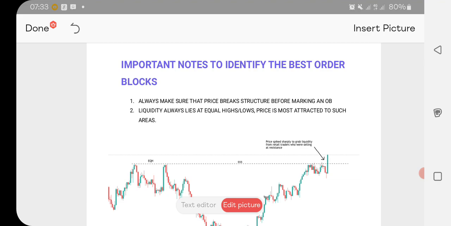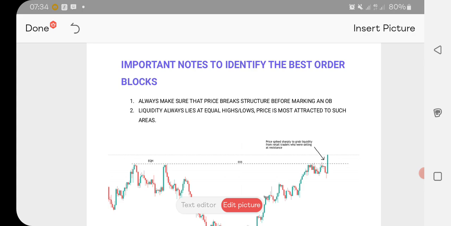The second thing is liquidity always lies at equal highs or equal lows. Price is most attracted to such areas, because most of the institutions know that most of the retail traders have placed their stop losses at those areas. Either they call them support and resistance trend lines, or those equal lows are areas where a lot of people have placed stop losses. So what the institutions do is go and grab that liquidity, and then they go to their desired direction.